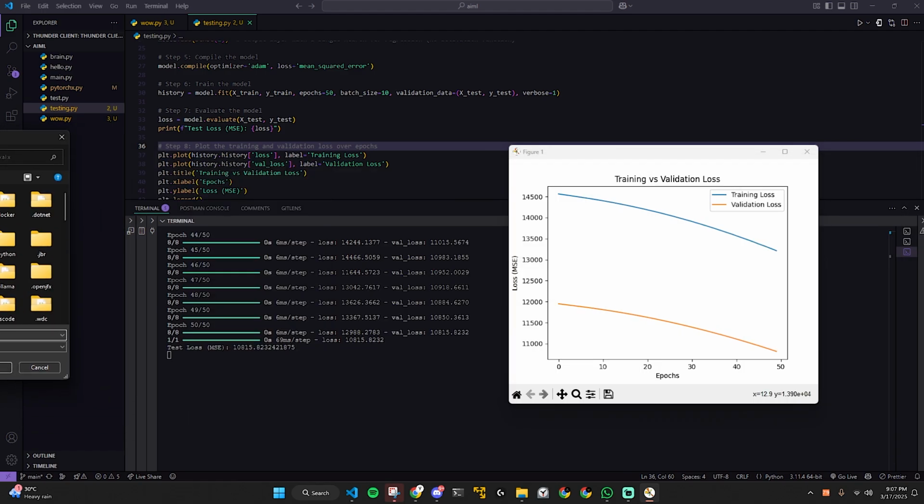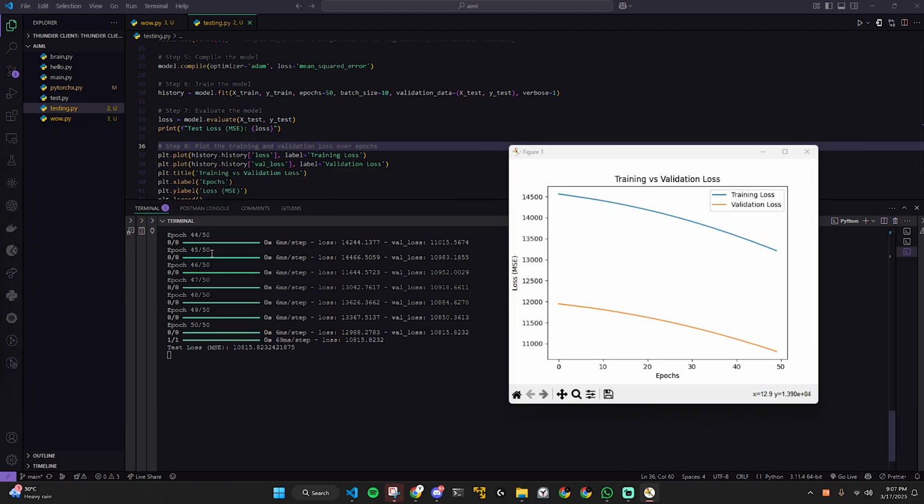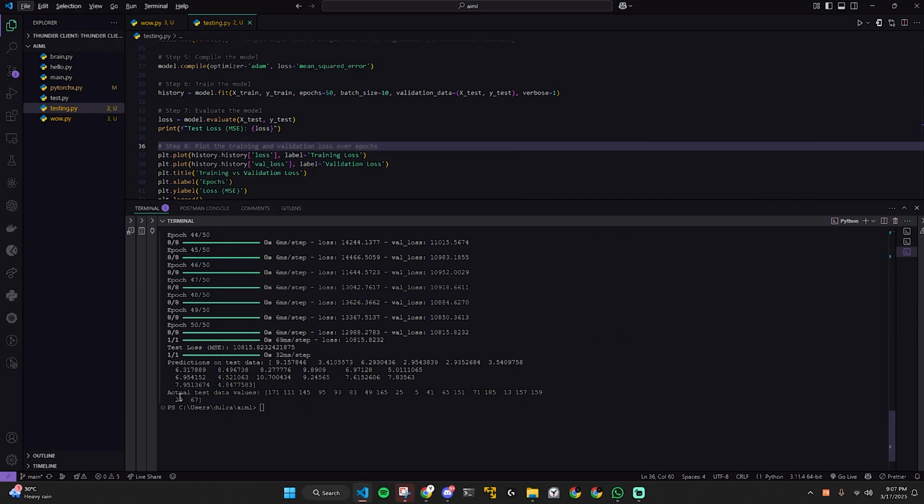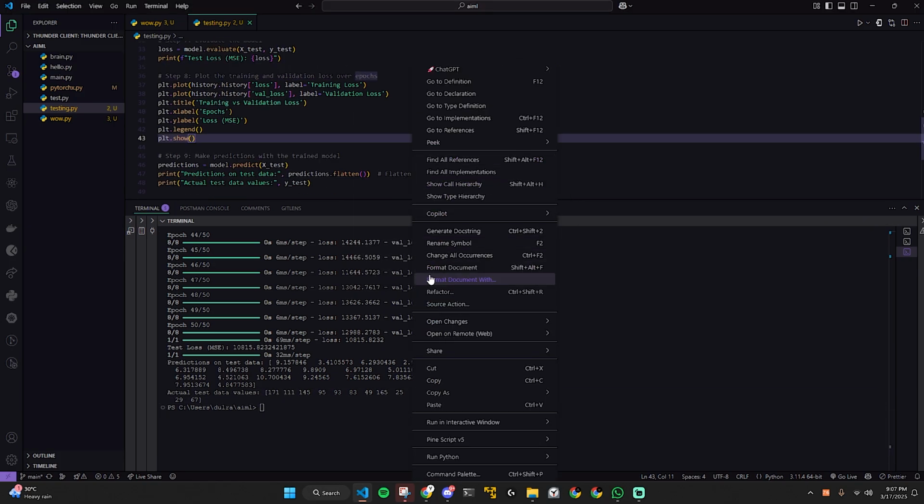So I'm going to save a picture here on my computer. I'm going to call it loss.png. There we go. So yeah, predictions on test data, actual test data values, but this is because it's more normalized, isn't it? Because these values are like spread out, right? So I mean, it's all right.